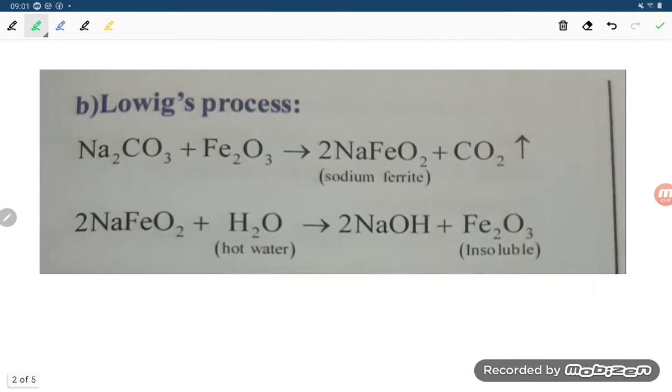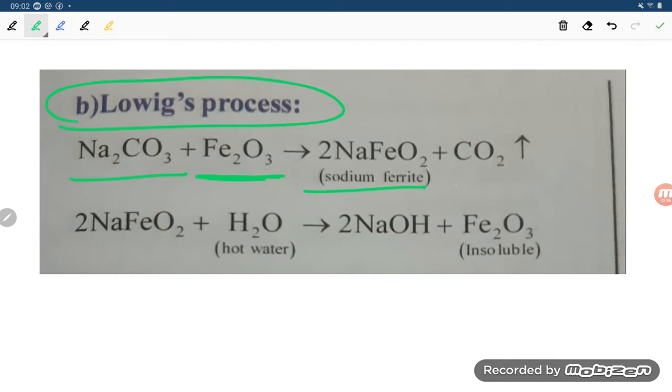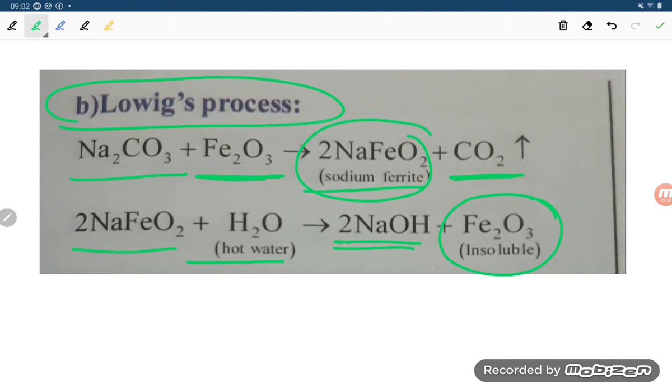The second method is the Lowing process, in which sodium carbonate is treated with ferric oxide, Fe2O3. It first forms sodium ferrite, NaFeO2, plus carbon dioxide. This sodium ferrite, NaFeO2, reacts with hot water to give sodium hydroxide and insoluble Fe2O3. This is how sodium hydroxide is prepared by the Lowing process.